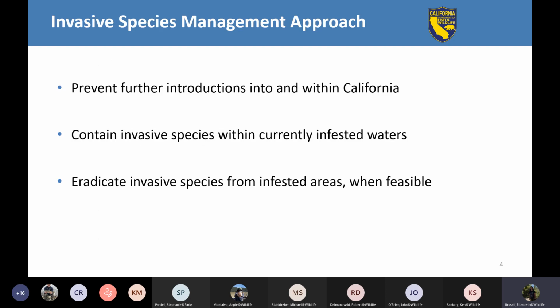So the basic invasive species management approach that CDFW follows is, most importantly, we want to prevent further introductions into or within California. We want to contain invasive species within currently infested waters so that they don't spread any further, and eradicate invasive species from infested areas where feasible. Unfortunately, for aquatic species like quagga or zebra mussels, eradication often is not feasible, which is why we have such a strong focus on prevention.